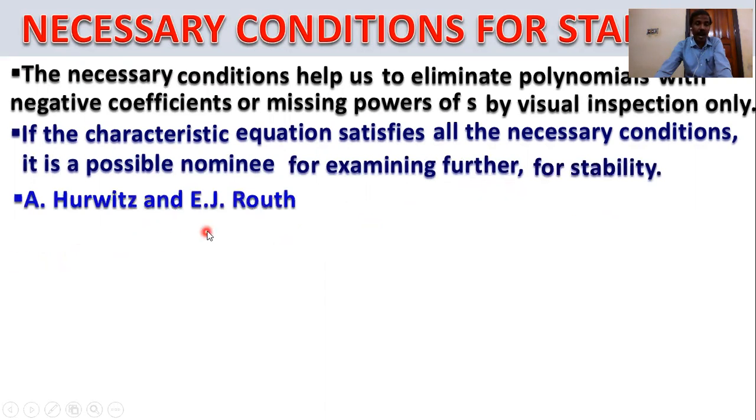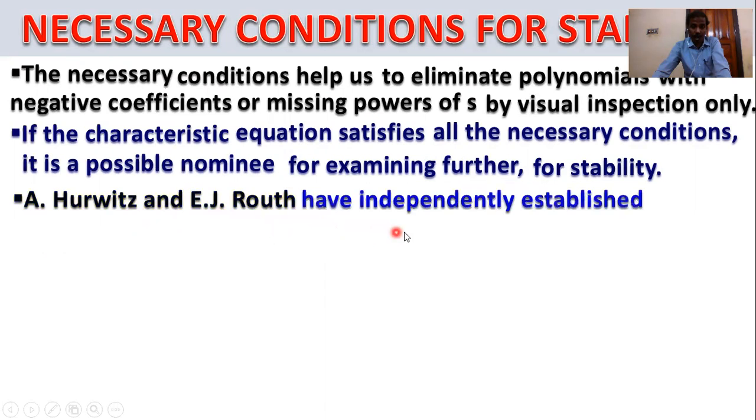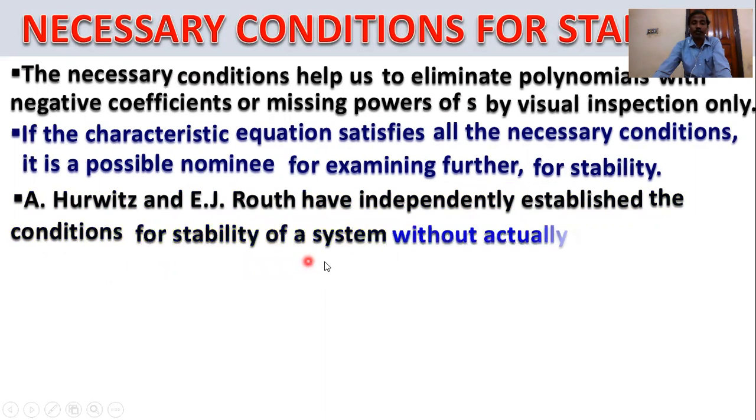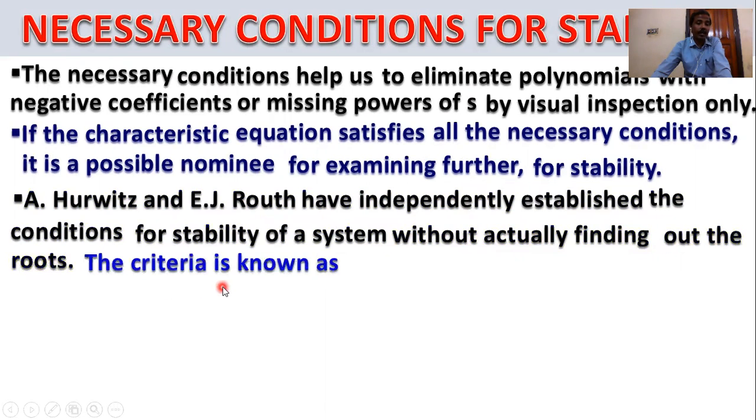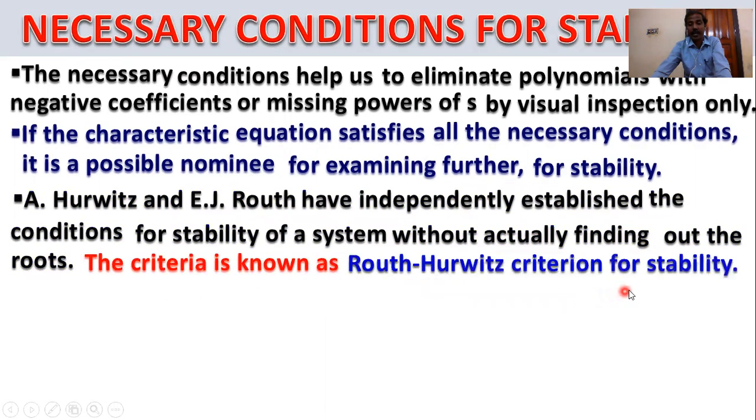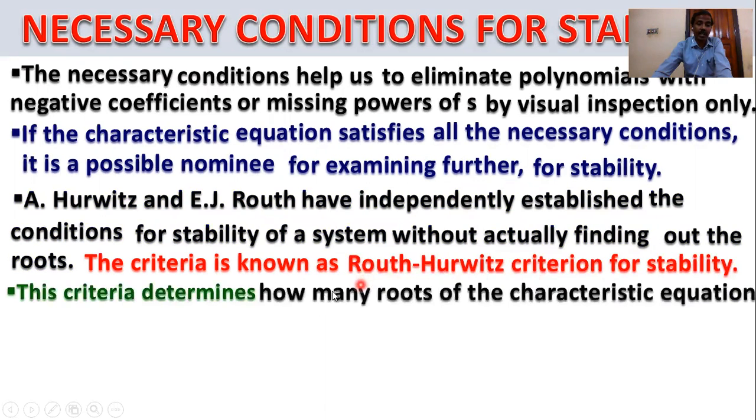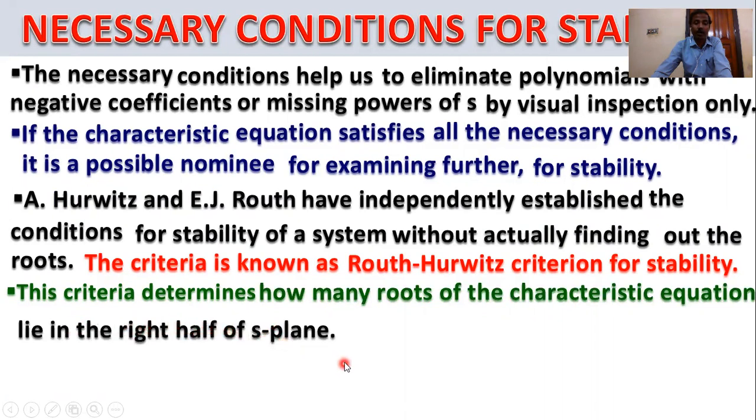For stability, Routh and Hurwitz independently established the conditions for stability of systems without actually finding the roots. The criterion is known as the Routh-Hurwitz criterion for stability. This criterion determines how many roots of the characteristic equation lie in the right half of the S-plane, because we know that if all the roots lie in the left half of the S-plane, the system will be stable.